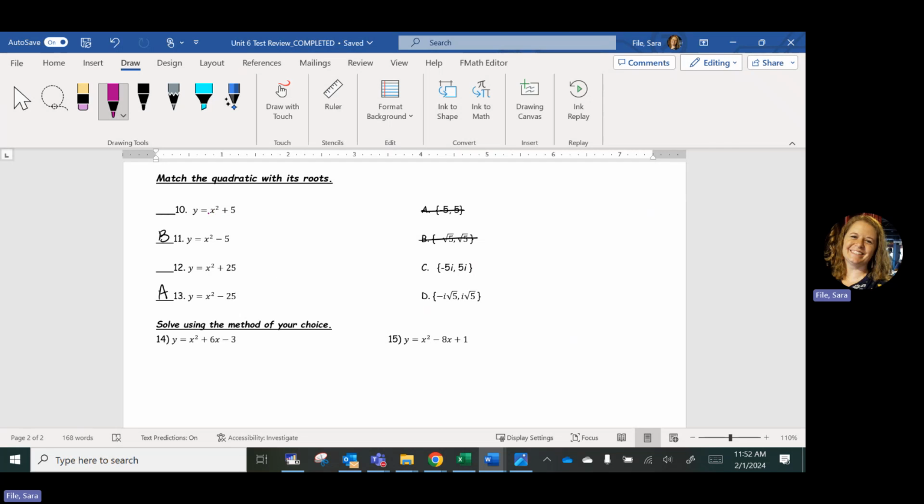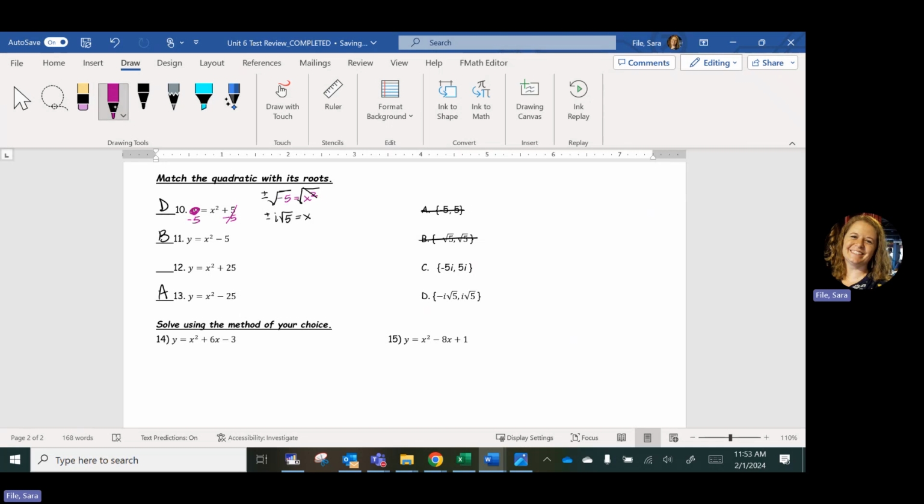So for this first one, if it's set equal to 0, you're replacing 0 for the y, and then you're subtracting the 5 over. So you end up with negative 5 equals x squared. And then you're ready to take the square root of both sides and not forget your plus or minus. So this is the positive or negative, and then the i will come out because of the negative underneath. So it's i root 5. So positive or negative i root 5, that is D.